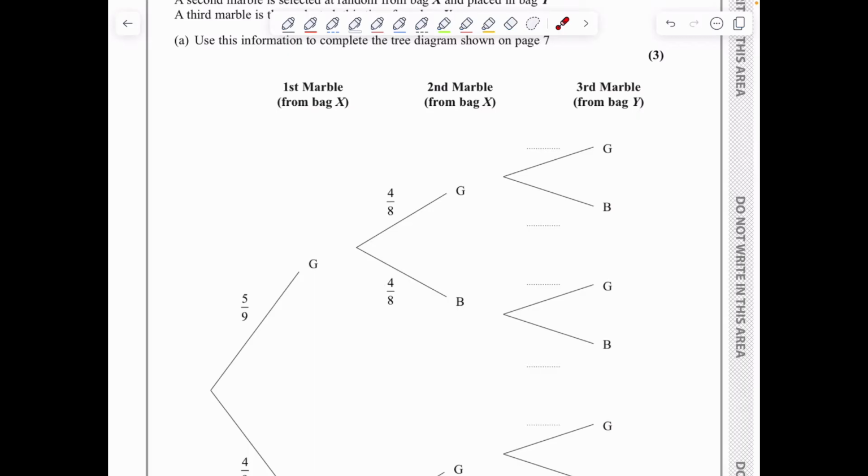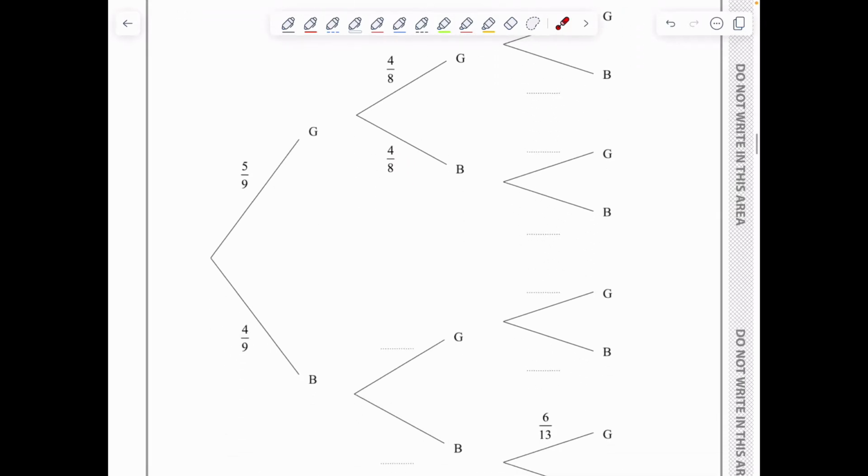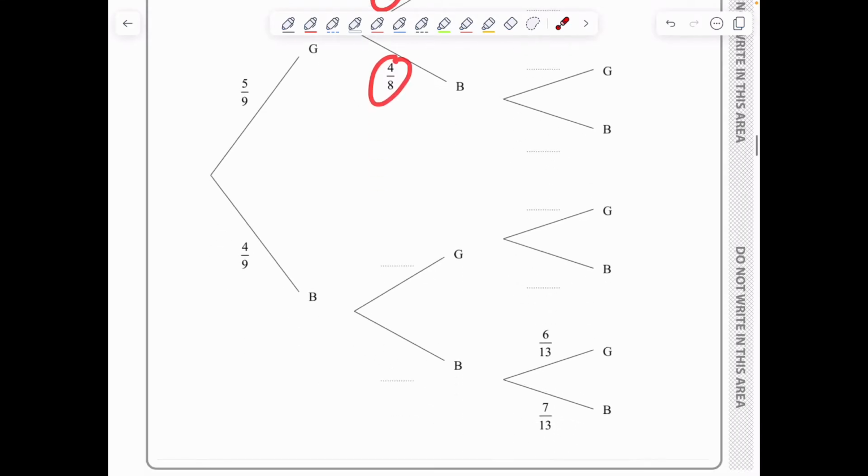So remember, we are starting off with 5 green and 4 blue marbles. That's why the probabilities in the first branch are 5 over 9 and 4 over 9. Well, if the first marble removed is green, then this means that in the bag X we've got 4 green and 4 blue marbles. That's why we've got 4 over 8 and 4 over 8. However, if the first marble removed is blue, this means that we are left with 5 out of 8 being green and 3 out of 8 being blue.